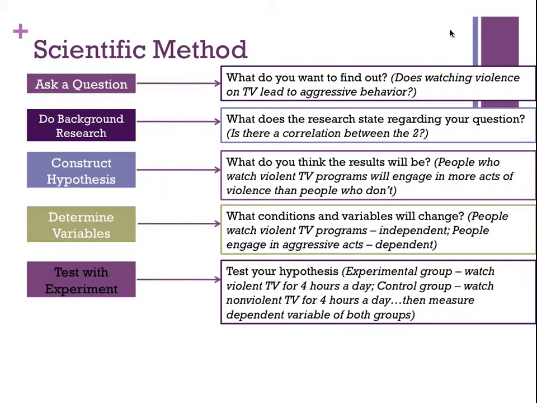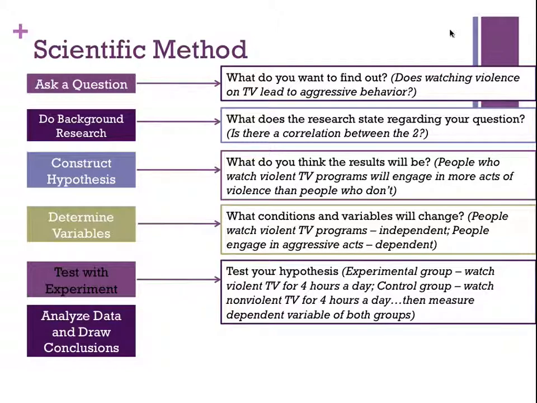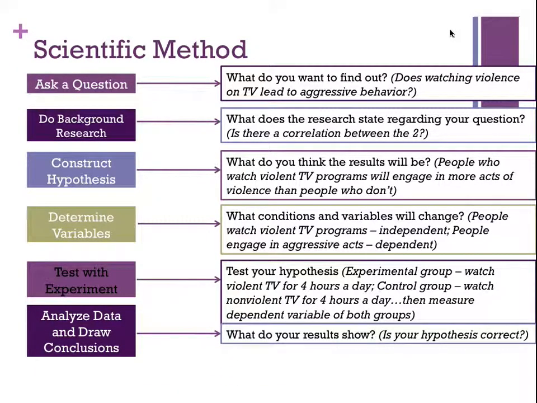Then test with an experiment. Okay, test your hypothesis. Most cases you have an experimental group and you have your control group, and that way by doing so you'll be able to measure your dependent variable of both groups and figure out if your hypothesis is correct. Analyze your data and draw conclusions. Okay, so based off of your experiment, what do the results show? Is your hypothesis correct? Okay, so in our case, based off our data, is it correct to say that more people who watch TV programs are more likely to engage in violent acts or not?